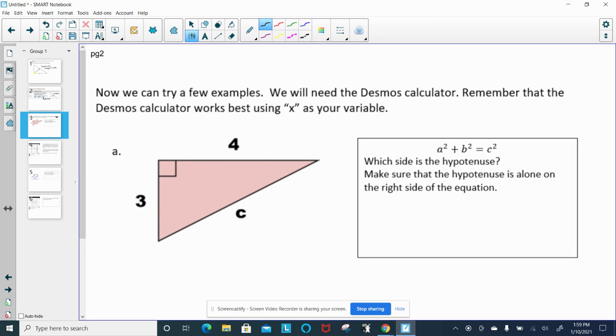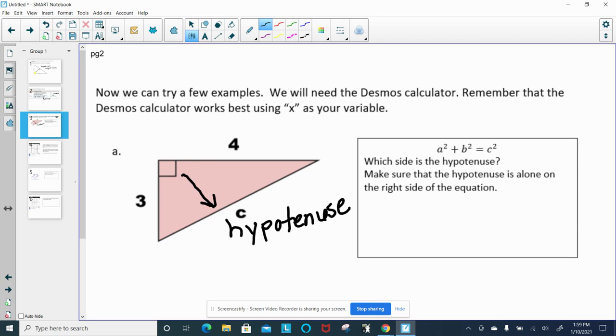So here we have an example. We're on page 2 in our packet. We have a 3 and a 4 and a C. And the first thing I'm going to do is label which one of these is my hypotenuse. It won't always be the hypotenuse that has the variable. Sometimes it'll be one of the sides.